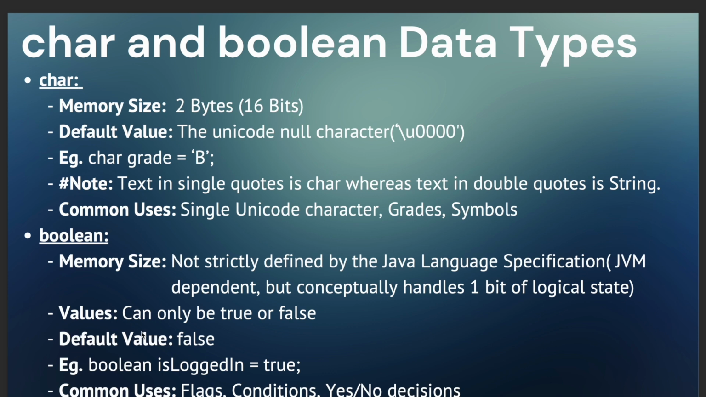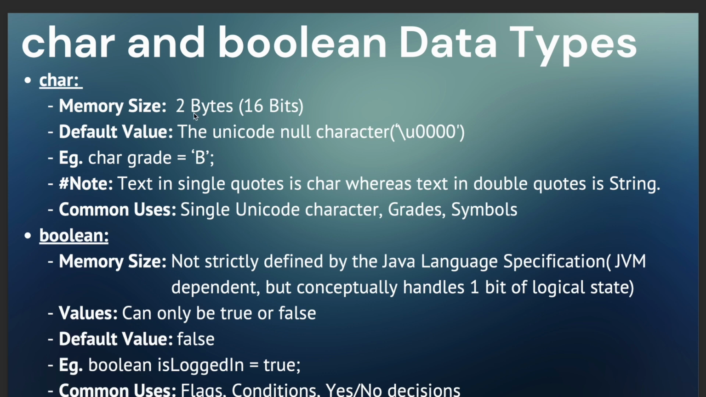Now let's move from numbers to characters. Suppose you want to store the grade obtained by a student. It might be A, B or C. Or perhaps you want to store the first letter of a person's name or a mathematical symbol or a punctuation mark. These are all single characters. For this purpose, Java provides char. A char stores exactly one single character and it must be enclosed in single quotes.